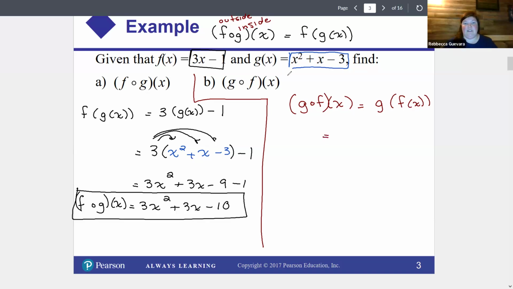So we know what g is. g is x squared plus x minus 3. So we're going to place that, just parentheses there, x squared plus x minus 3. So we know there's supposed to be an x there, but we're replacing it with f.